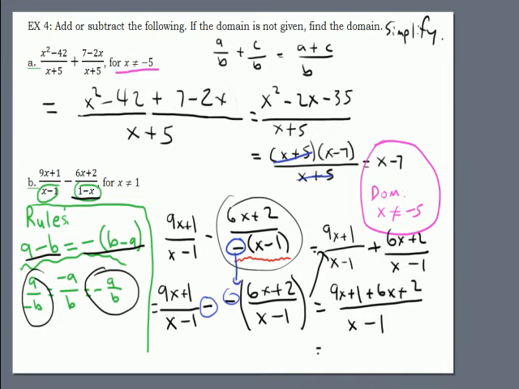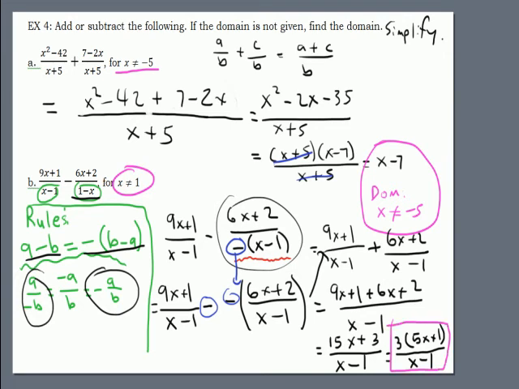You know, my like terms are the 9x and the 6x. That's 15x. Plus, I got a 1 plus 2 is 3, over x minus 1. I'm almost there. I got a 3 in common among the terms in the numerator, so this is 3 times (5x plus 1) over x minus 1. Nothing to factor out there. My domain's written down already as x does not equal 1. This is my final answer.